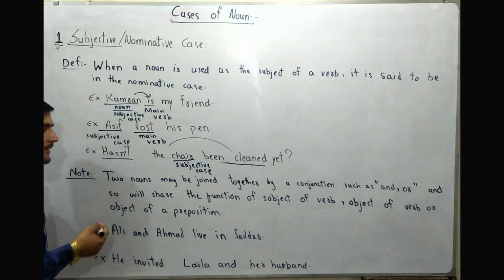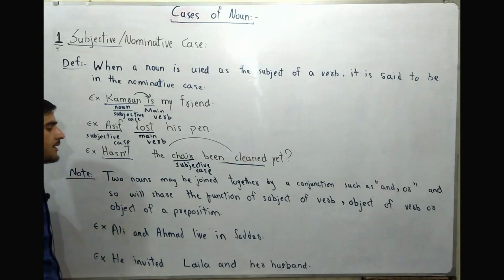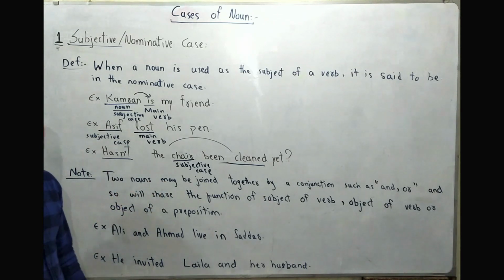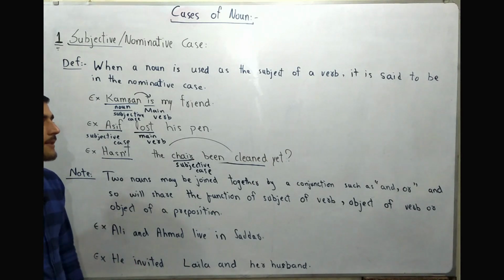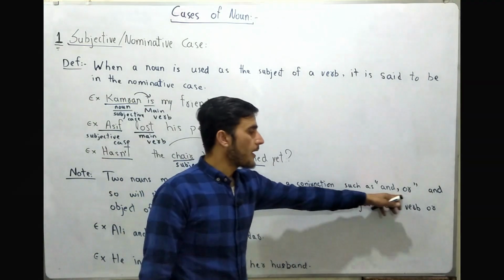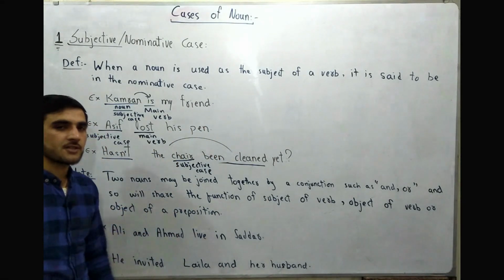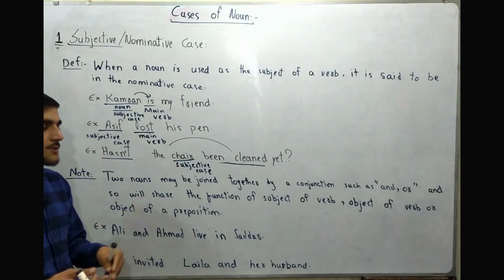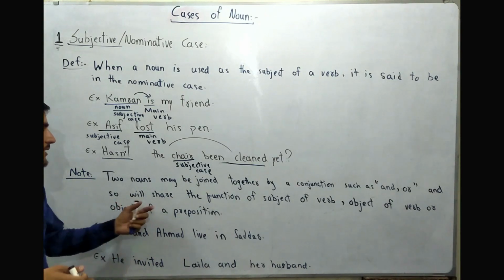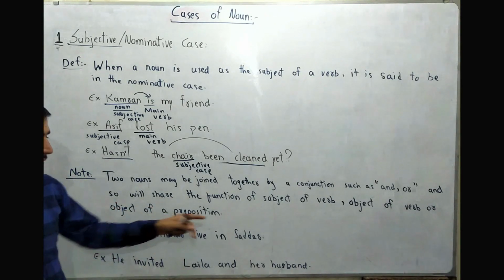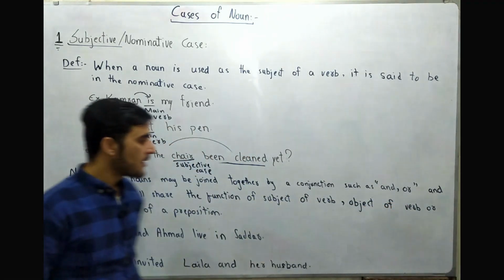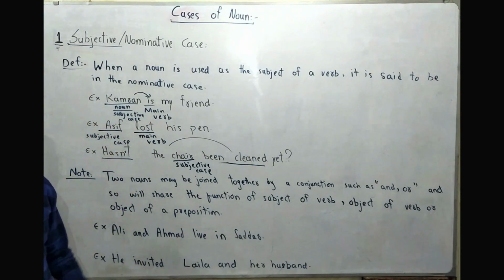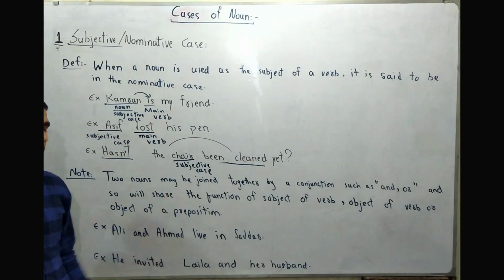So here again I'm going to explain: two nouns may be joined together by a conjunction. We can use a conjunction between two nouns, such as and or. And so will share the function means that the way they join together, the same way they will share the function. Subject of verb means it can be used in subjective case; object of verb, it can be used in objective case; and object of preposition. So both nouns can be used in all these positions.